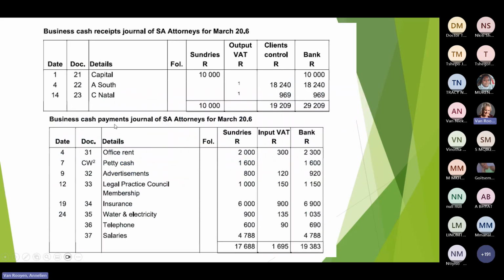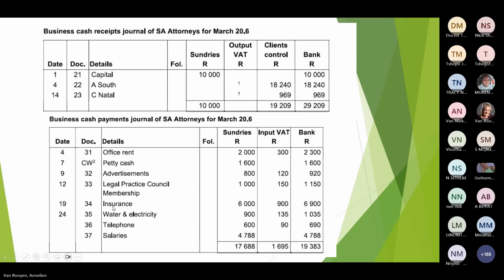Then the business cash payments. Remember, this is on the credit side of the bank account. You've got the dates, you've got your documents where you can trace it back towards. I assume this will be like EFT payments or whatever. Your details, what did you pay? You can even say office rent to rental properties. You can say advertisements, Sunday Times, Legal Practice Council membership fees.